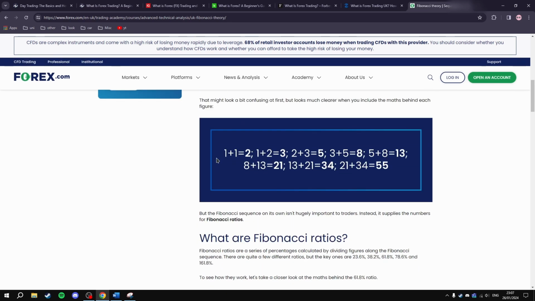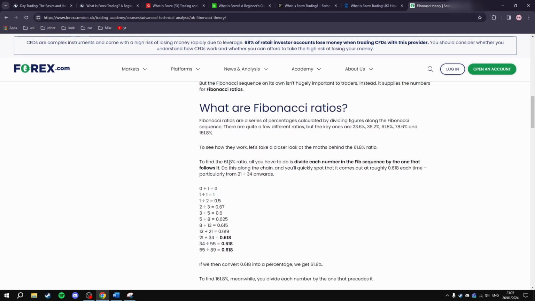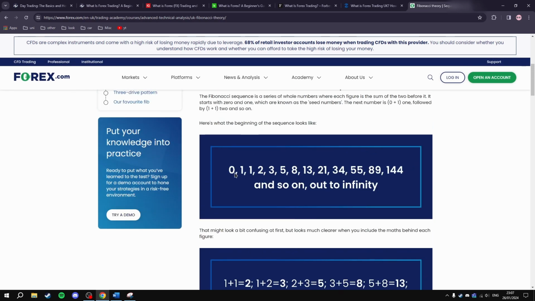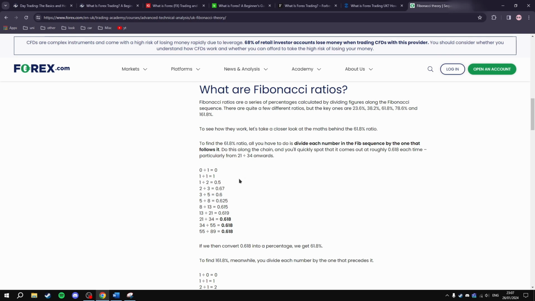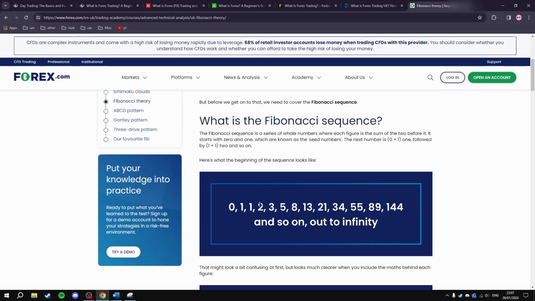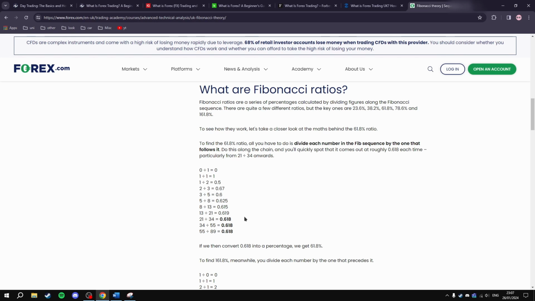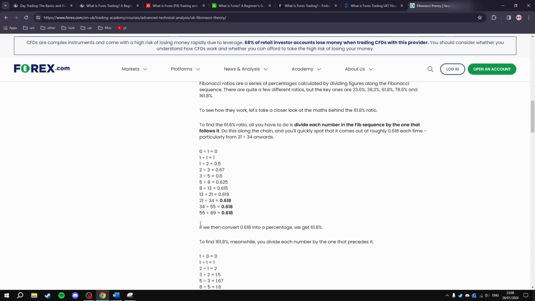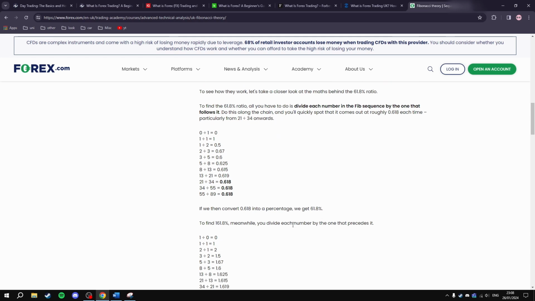Divide each number in the Fib sequence by the one that follows it. So 0 divided by 1 is 0, then 1 divided by 1, 1 divided by 2, 2 divided by 3, 3 divided by 5, 5 divided by 8, 8 divided by 13, 13 divided by 21, 21 divided by 34, 34 divided by 55, 55 divided by 89. If we then convert 0.618 into a percentage, we get 61.8%.